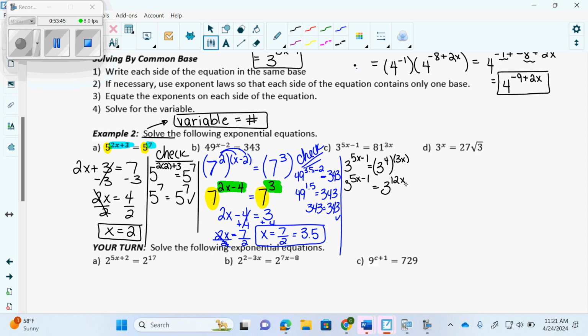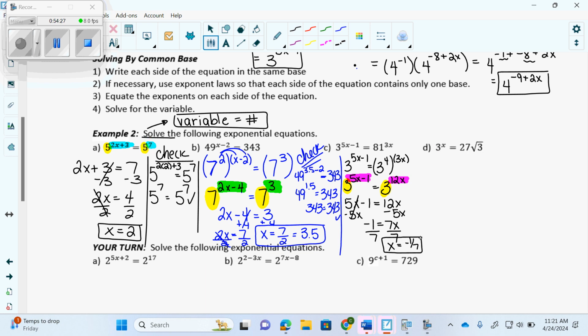Do I have my bases the same? Yeah. Can I highlight them? Yes. This is a 3. This is a 3. So then I can say that this has to equal that. Right? 5x minus 1 equals 12x. Subtract 5x. Negative 1 equals 7x. Divide by 7. X equals negative 1/7.